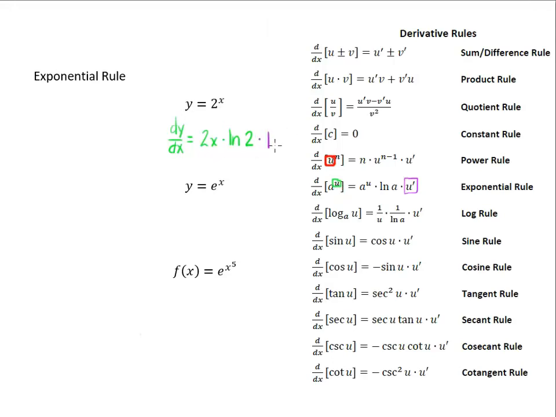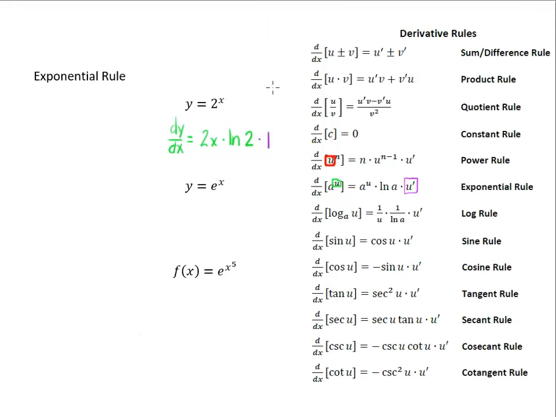We could simplify by getting rid of the times 1, but after that, there's nothing else we can do. We can't multiply the 2's together, right? This 2 is inside of the log function. So 2^x times the natural log of 2 would be the derivative of y equals 2^x.